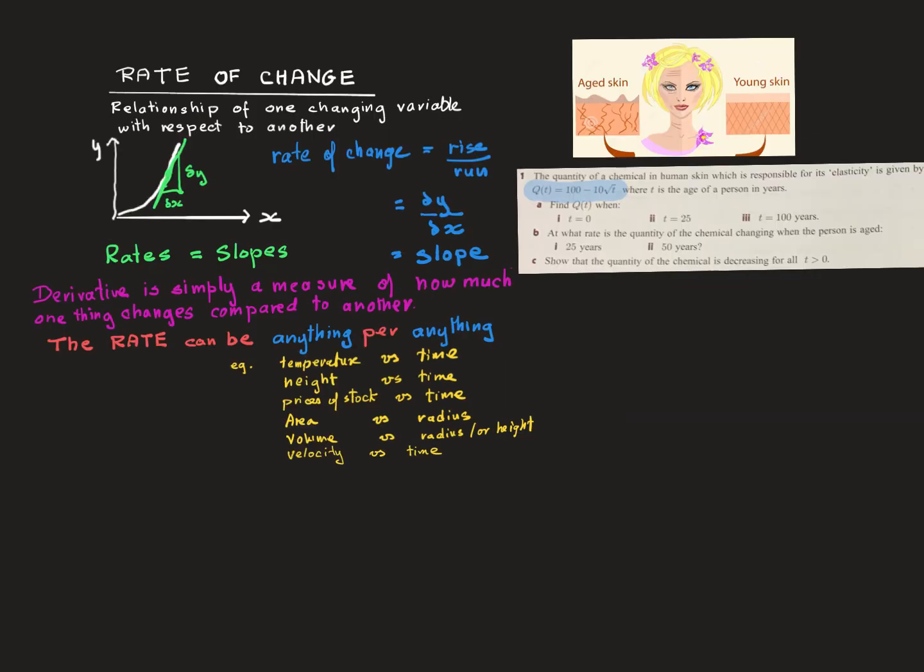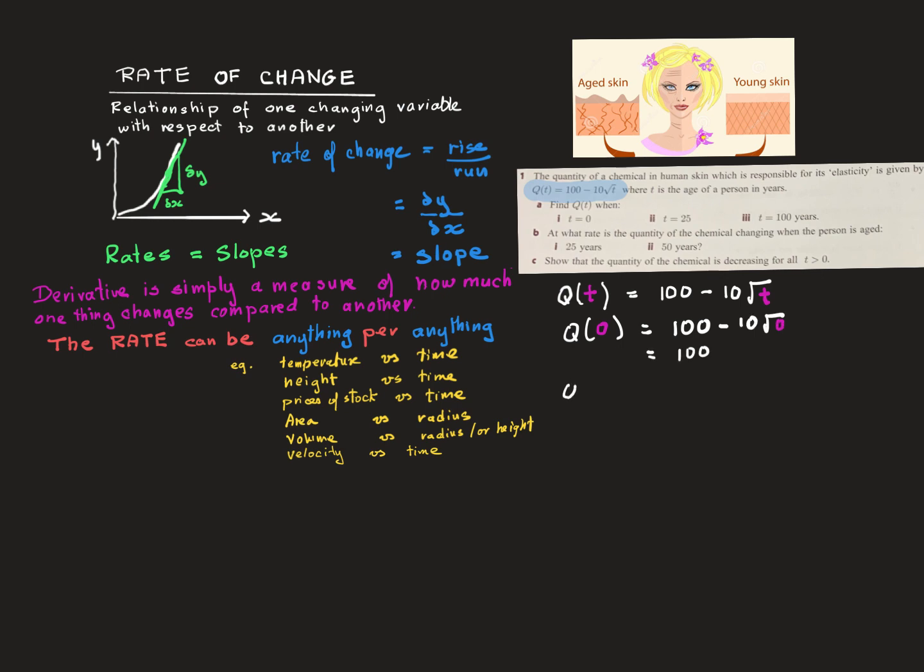Okay, so let's look at elasticity of human skin. It says the quantity of a chemical in human skin, which is responsible for its elasticity, is given by this equation, where t is the age of a person in years. So presumably in our first question, when we've got t equal to 0, we mean someone who is obviously born. And in that case, we'll note that they have 100 quantity of this chemical.